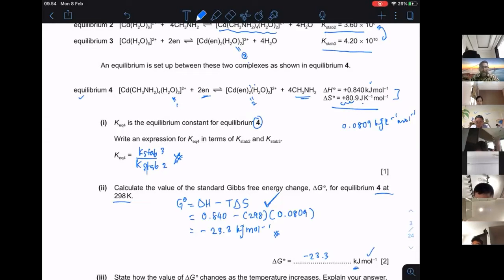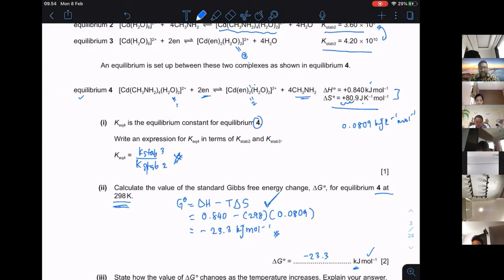mole. And this is telling us that the Gibbs free energy is negative. Is it spontaneous at 298 or non-spontaneous at 298? Spontaneous. Very good. Okay, so Gibbs free energy must be negative in order to be spontaneous. So please take note of this.